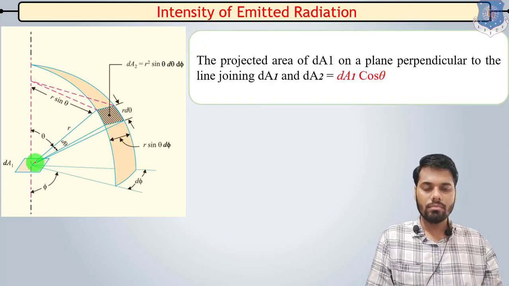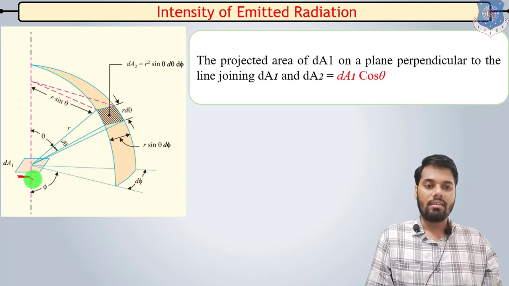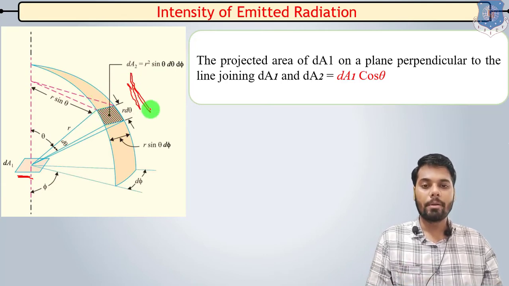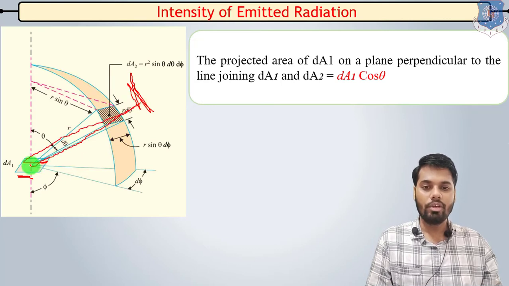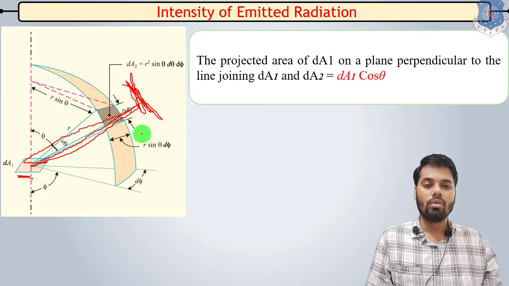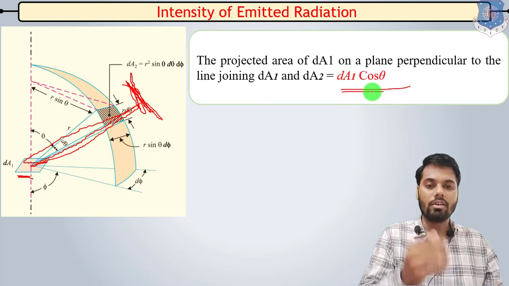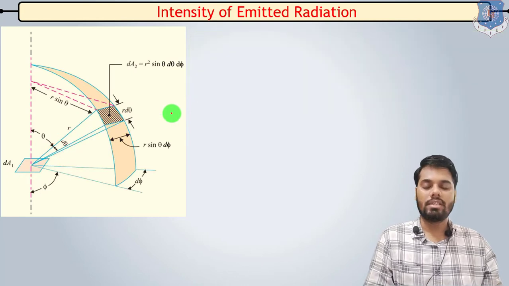Now, the projected area of this dA1 on a plane perpendicular to the line joining dA1 and dA2. This is the line which is joining dA1 and dA2, and this is the plane which is perpendicular to them. So the projected area of dA1 on a plane perpendicular to the line joining dA1 and dA2 is dA1 cos theta. By using Lambert cosine law, we can say that this is dA1 cos theta.